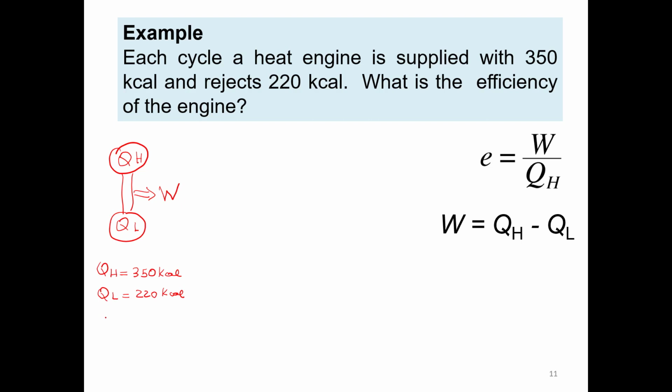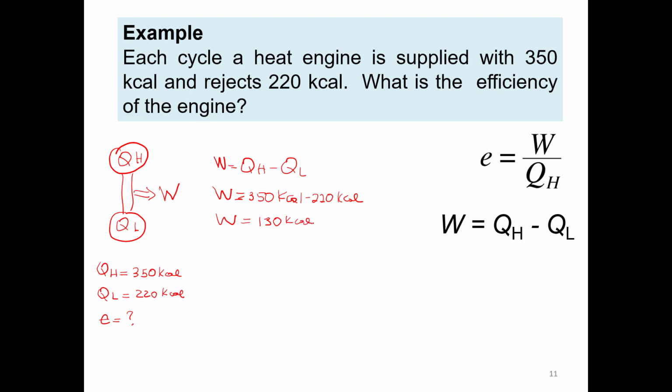Then we want to know what is the efficiency of this engine. To calculate the efficiency, we need to know the work, because the efficiency is the relation between work and energy: the work done by the engine divided by the energy supplied to that engine. We can calculate the work because we know how much energy is supplied to the machine and how much energy is rejected. Then we can calculate first the work, which is 350 minus 220, and the work equals 130.